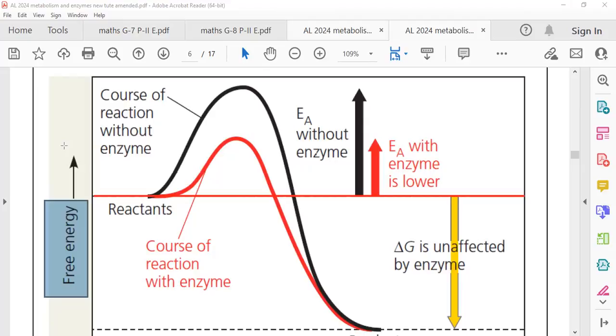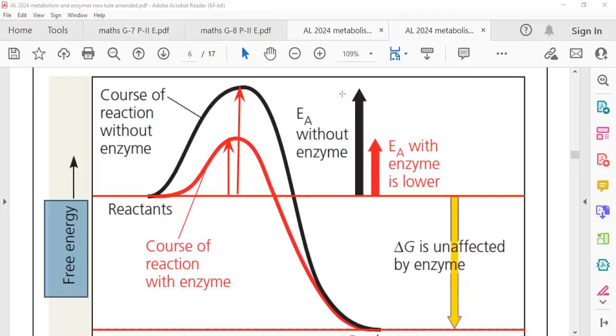Okay. So the black line shows you this height. This is the barrier energy without the enzyme. This is the barrier energy with the enzyme. Where does it require less barrier energy? With enzyme or without enzyme? With enzyme.